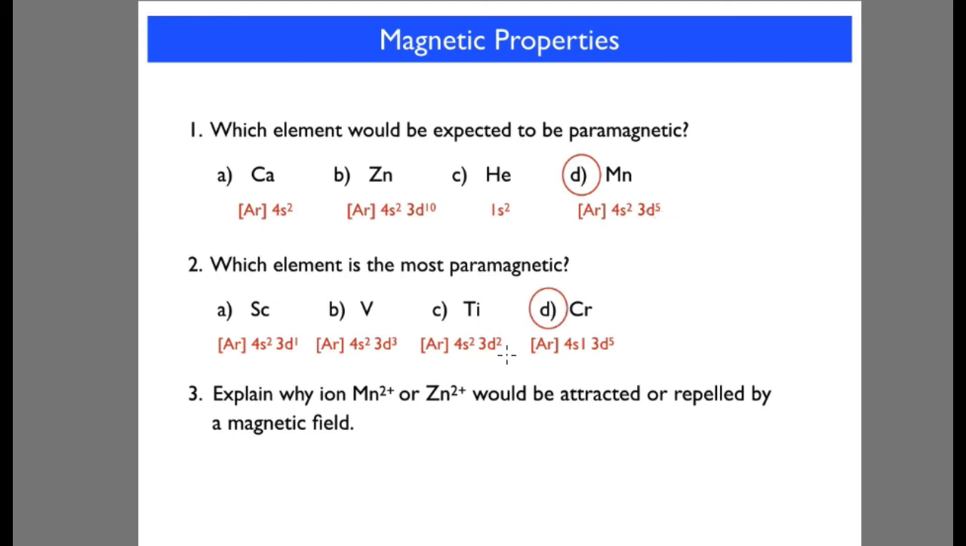Next, which element is the most paramagnetic? So we've got, these are paired. Now we've got 2 unpaired here. You've got 3 unpaired here, 1 unpaired. But this one has an almighty 6 unpaired, so it's the most paramagnetic.